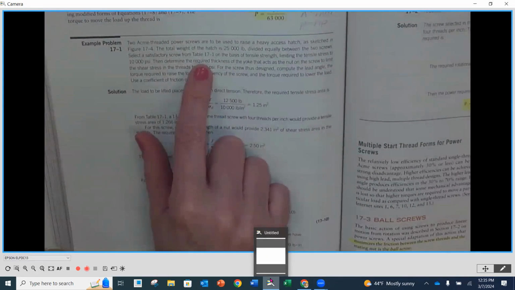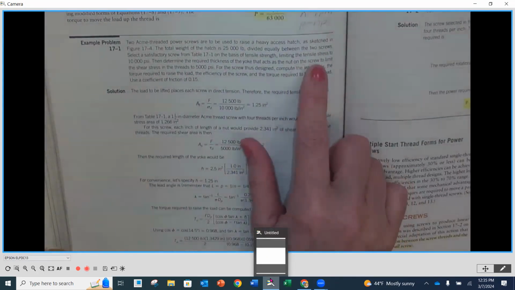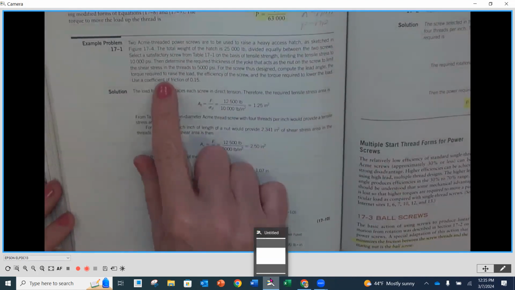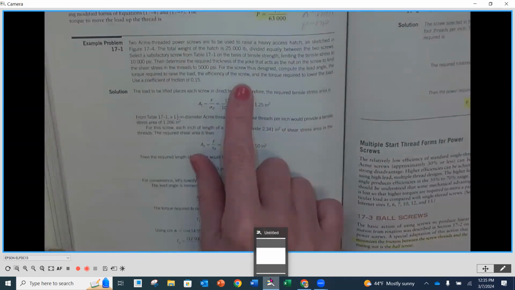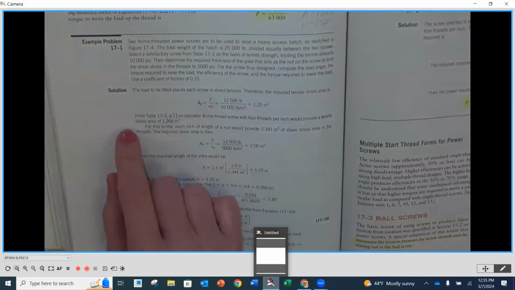Select a satisfactory screw from table 17.1 on the basis of tensile strength, limiting the tensile strength to 10,000 PSI. Then determine the required thickness of the yoke that acts on the nut of the screw to limit the shear stress of the threads to 5,000 PSI. For the screw thus designed, compute also the lead angle, the torque required to raise the load, the efficiency, and the torque required to lower the load. Use a coefficient of friction of 0.15.